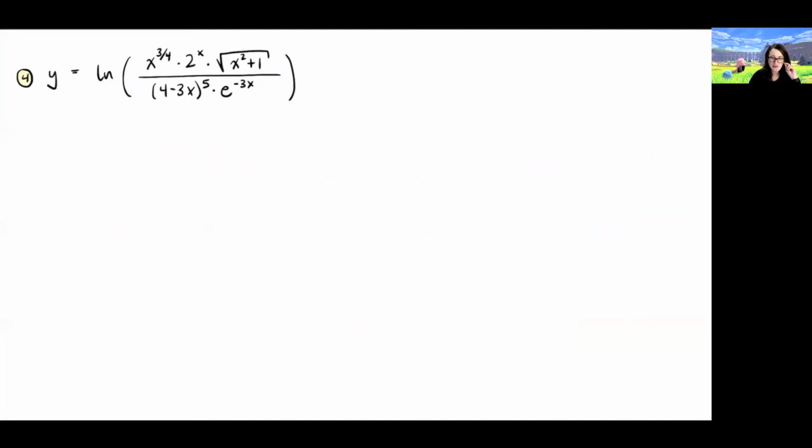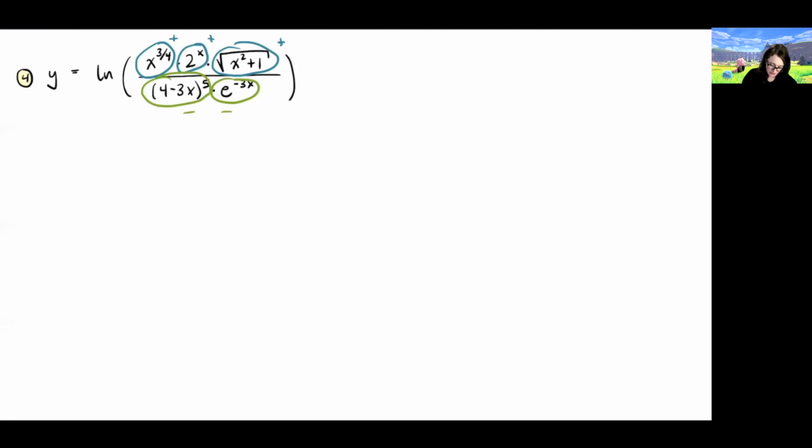So expanding using our rules is absolutely the key to this. Okay, so let's look at what we've got up top. So we've got x to the 3/4, we've got 2 to the x, and we've got this square root here. So these are going to be 3 separate natural logs with pluses. Okay, down bottom we've got this stuff times this stuff. So we've just got 2 natural logs that will have minuses in the front.